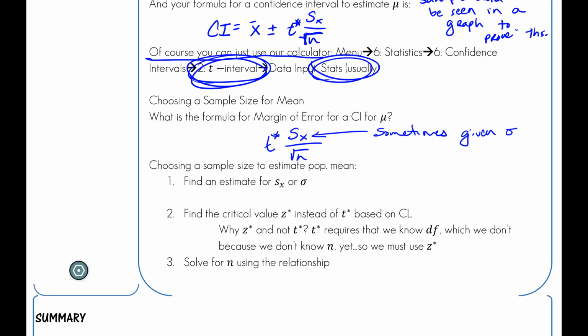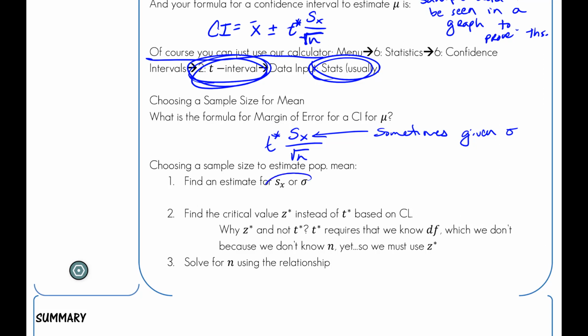Now what we need to do is find an estimate for this s sub x or sigma. In the real world, we have no idea what this is, so you use some kind of pilot study or some historical data. Usually this is going to be given to you in the course of our class. Okay, so this is going to be given to you, and then we say we're going to find the critical value of z star.